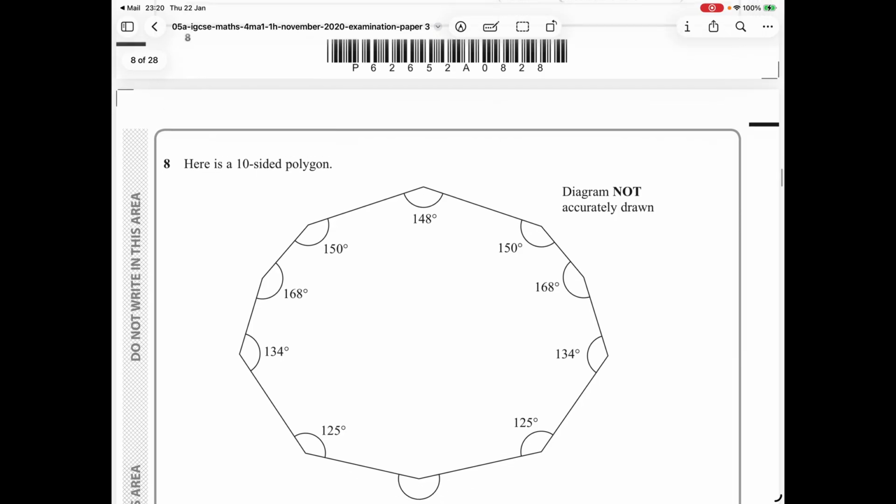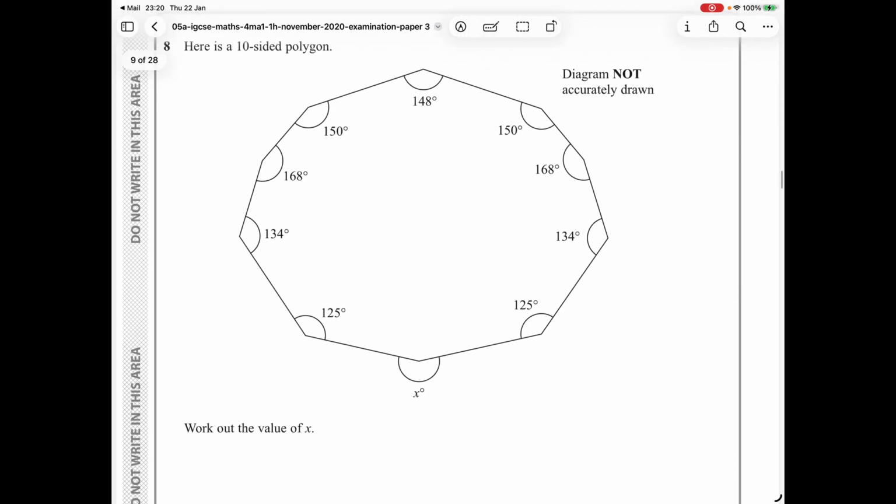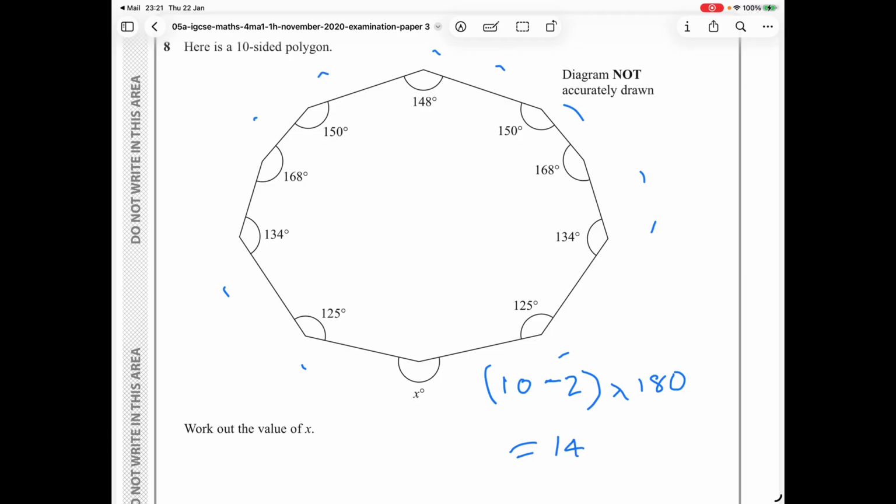And finally, here's a 10-sided polygon. Work out the value of x. Oh God, that looks extraordinarily annoying. I probably shouldn't say that, should I? So we know that all of these altogether add up to 10 minus 2 times 180, which is 8 times 180, which is 1440.